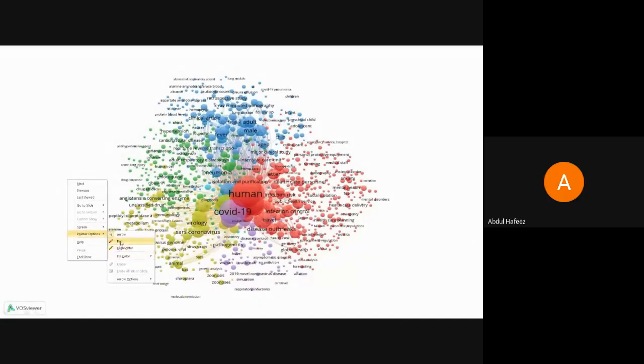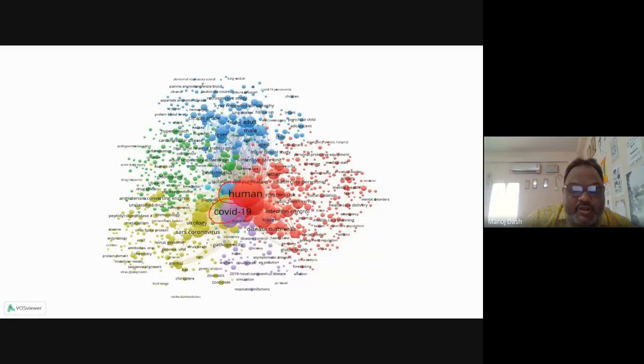Human, related to COVID-19, coronavirus. But there is a small dot. Emotions: there is less work on that. Children in COVID: there is less work there too.